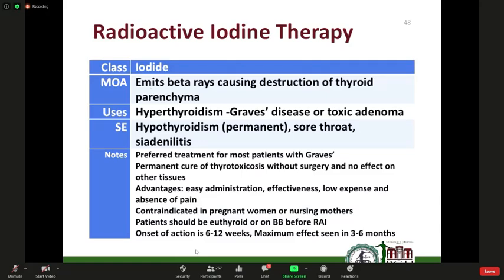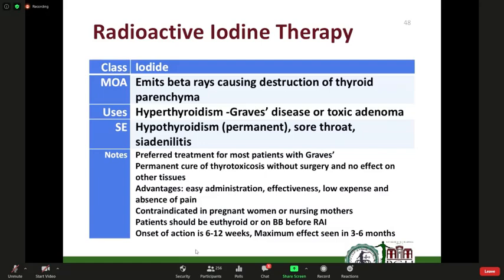thyroid parenchyma. Some of the common adverse reactions, acute ones, are sore throat and pain in your salivary glands, sialadenitis, and some inflammation, and permanent hypothyroidism in 95% of all individuals. But the onset of action is typically delayed, with the optimal effect seen within 3 to 6 months.